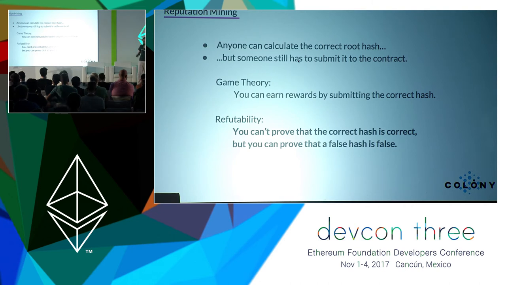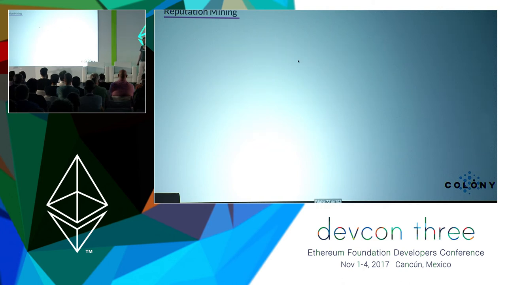So the key insight is you don't have to be able to do the calculation on the blockchain and figure out what the correct hash is, as long as you can prove that a wrong hash is wrong and penalize the submitter of the wrong hash.